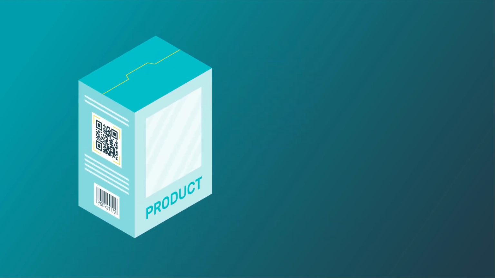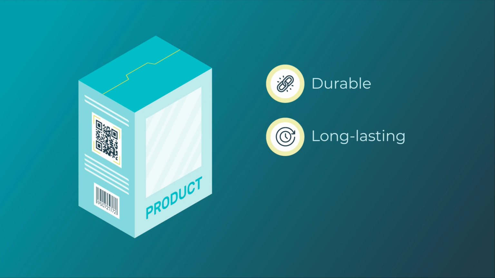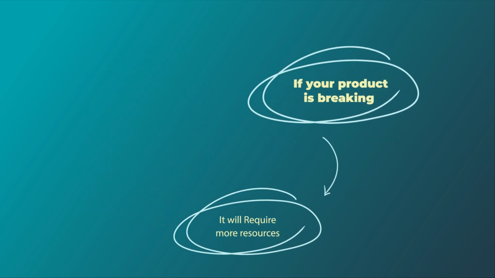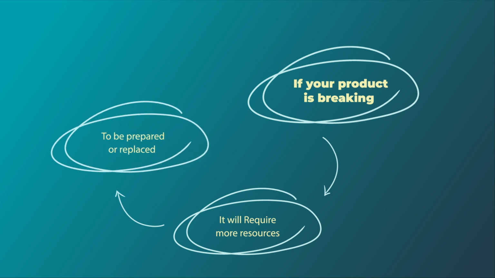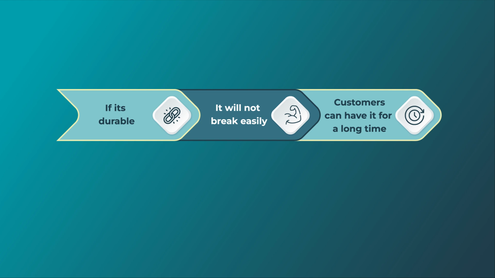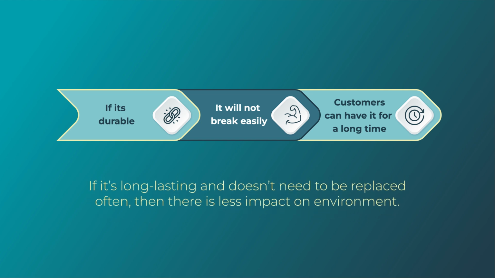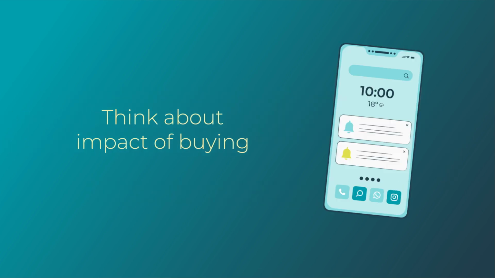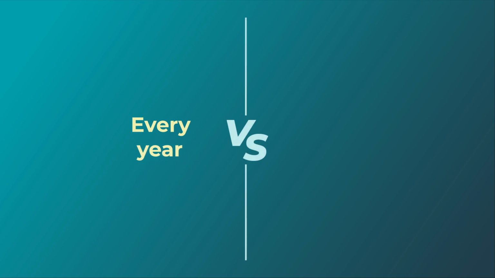Production. Design a product that is durable, long-lasting, and helpful. If your product is breaking, it will require more resources for it to be repaired or replaced. If it's durable, it will not break easily, so customers can have it for a long time. If it's long-lasting and doesn't need to be replaced often, then there is less impact on the environment. For example, think about the impact of buying a phone every year versus every 5 years.